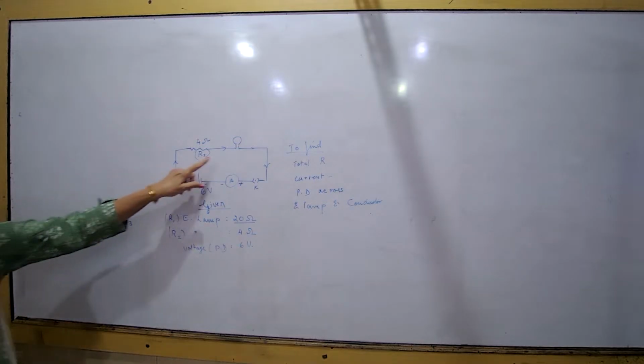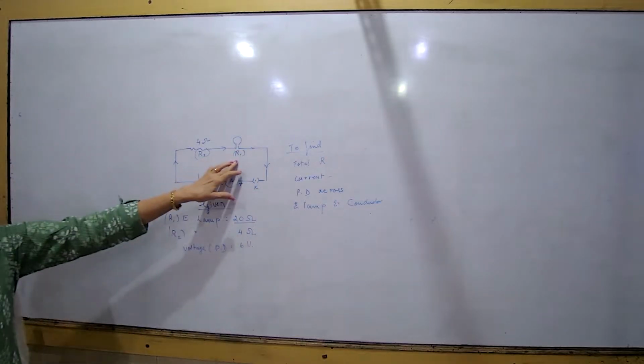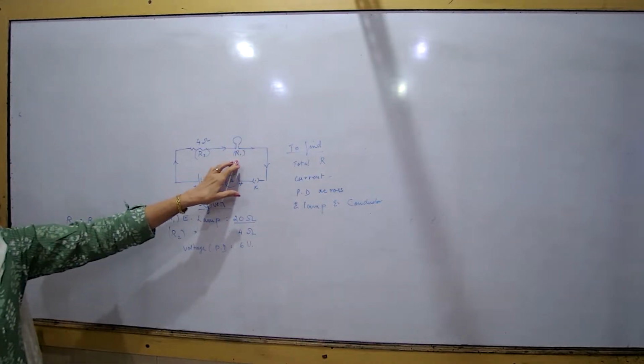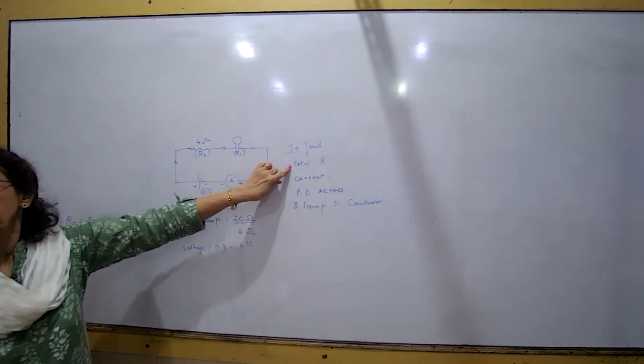Did you recognize that it is in series? You can take this as R1, you can take that as R2, it's perfectly alright. So what is the connection here? It is in series. Total R, R equals to R. Come on, do it.